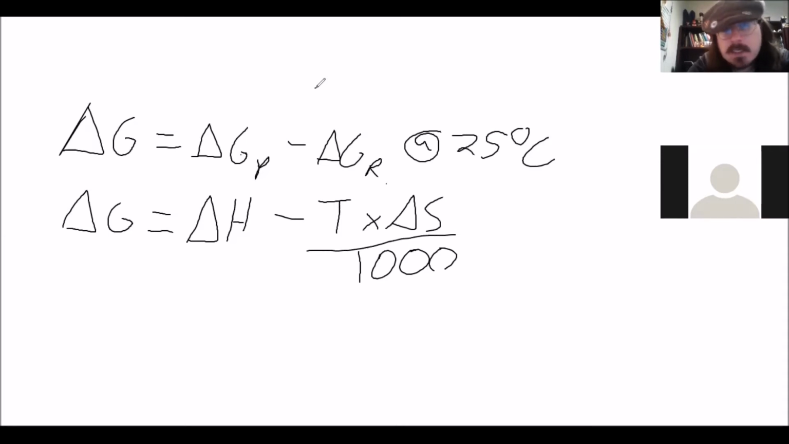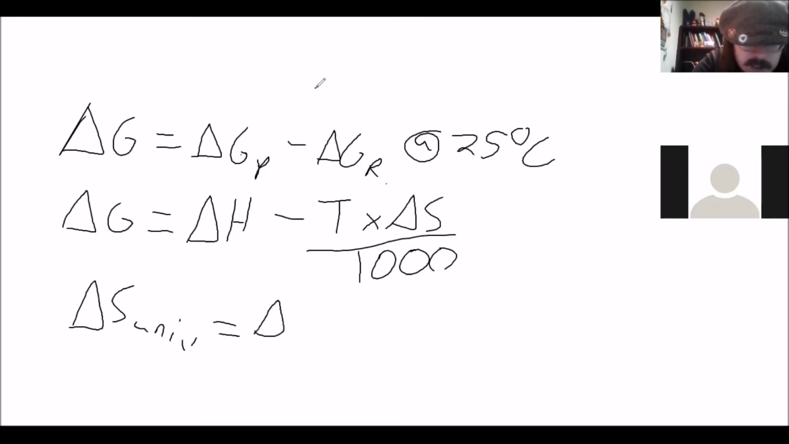How do you get delta S? Same way you get delta G up here, with products minus reactants. How are you going to get delta H? The same way, products minus reactants. Look it up in a table. How do you get delta S universe? Delta S universe is just delta G in reverse. It's delta S minus delta H over T times 1,000.